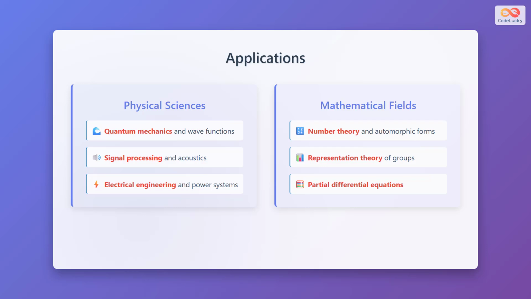Let us explore the applications of harmonic analysis. It has applications in physical sciences and mathematical fields. In physical sciences, it is used in quantum mechanics and wave functions, signal processing and acoustics, and electrical engineering and power systems. In mathematical fields, it is used in number theory and automorphic forms, representation theory of groups, and partial differential equations.